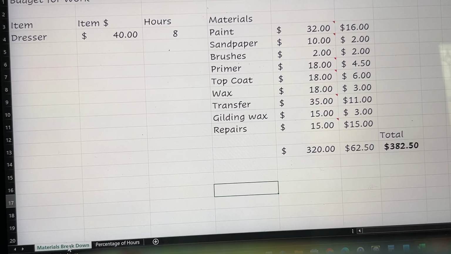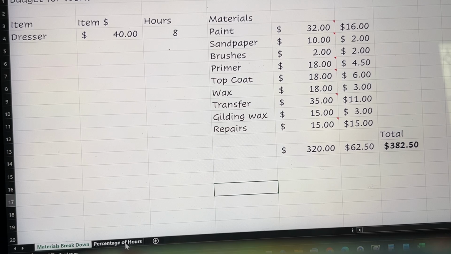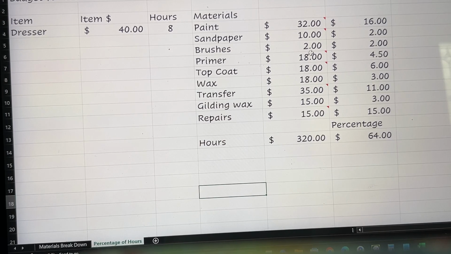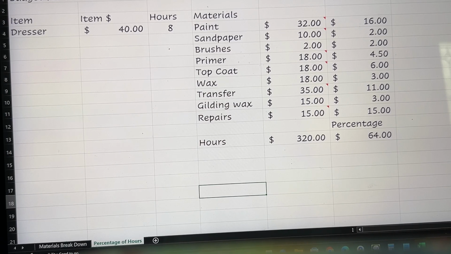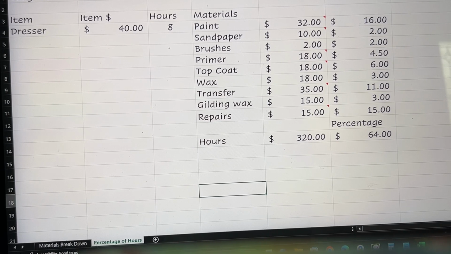There's 2 different pages here in an Excel spreadsheet, and you can see that they look somewhat similar. One is a materials breakdown budget sheet. The other is a percentage of hours. So I'm going to show you why I changed to doing a percentage of my hourly wage to get the pricing for materials, and I'll show you how I do that.